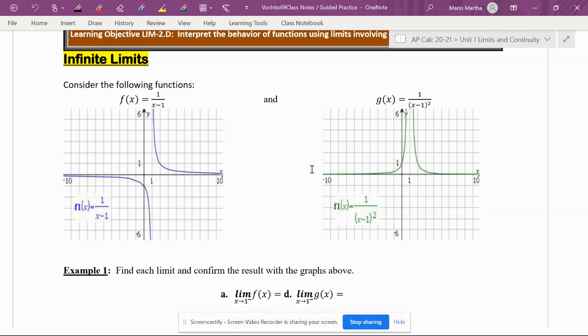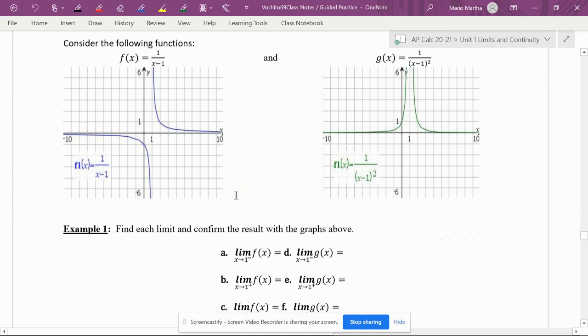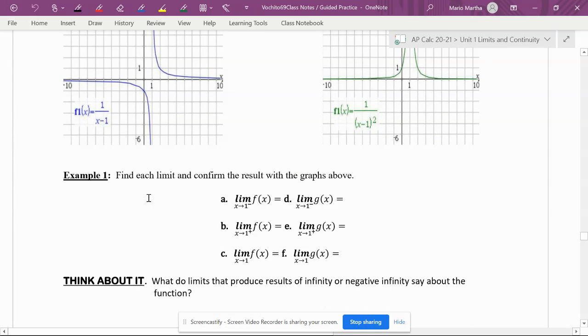We have f of x equals 1 over x minus 1. And if you notice, it has a vertical asymptote. And g of x equals 1 over (x minus 1) squared. And again, there is a discontinuity right there on the graph as well. So let's try to find these limits, find each limit, confirm the result with the graph above.